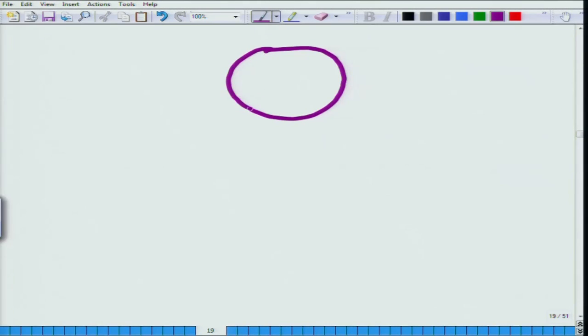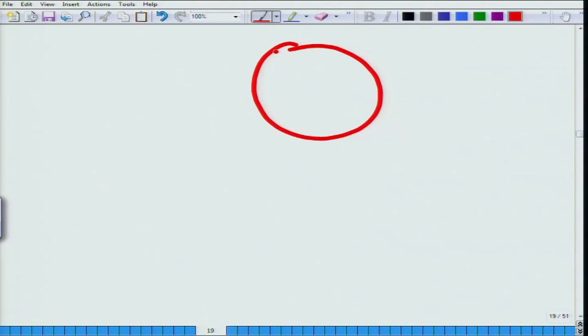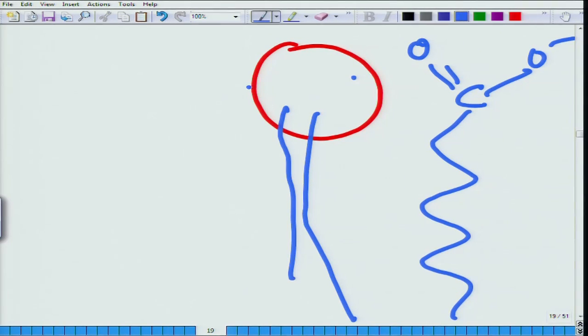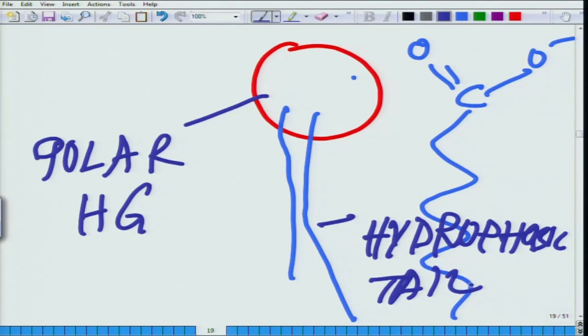In other words, most of these lipids have a polar head group which is water loving and a hydrophobic tail. Let me choose another color that will make more sense. So, if this is the polar head group sitting there and these are the hydrophobic tails. These are the ones where you see the carboxyl group sitting there and you have the hydrophobic tail out there. And this is called the polar head group and this is the hydrophobic tail. Okay. So, these are the common features of different membranes that we talked about.